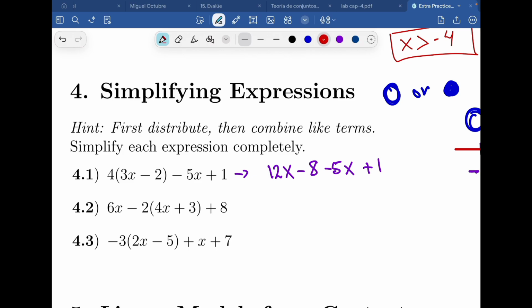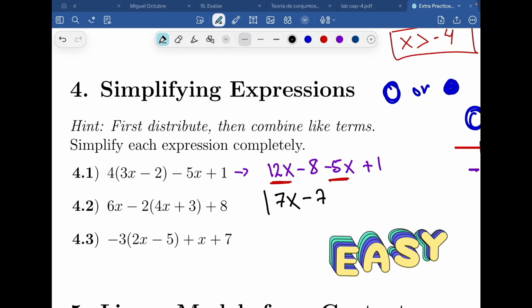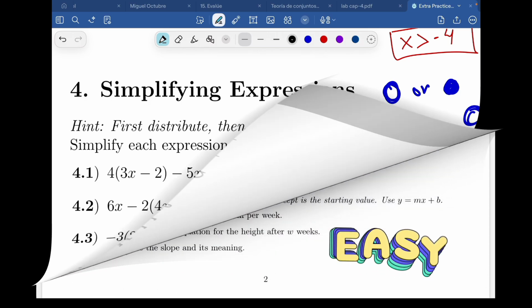For example, 12x and negative 5x. So we can simplify them. We can say 12 minus 5, and this is 7x. Then we have minus 8 plus 1, minus 7. And that's it. So this is easy peasy.